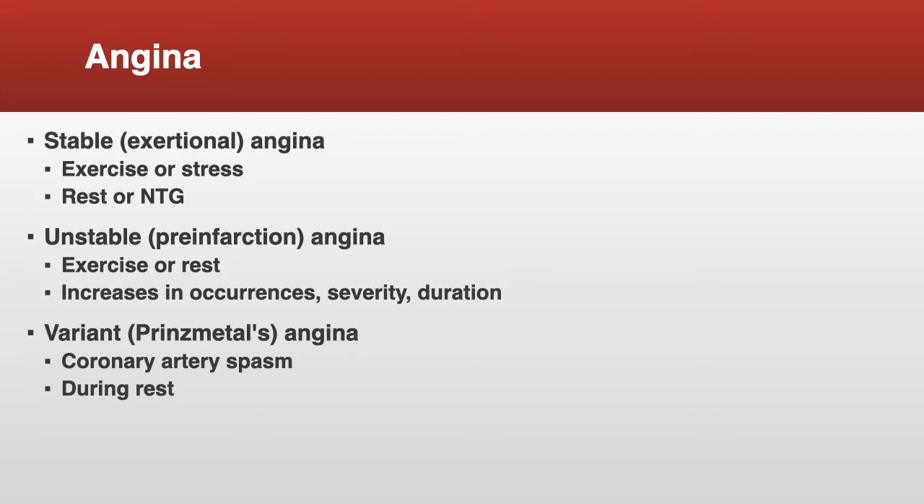Your unstable angina can occur during exercise or rest. So you could be sitting there watching TV and have an episode of unstable angina. With this angina, however, it has an increase in occurrence. So you may have one every day, or you may have two episodes of unstable angina every day, or you may have one a week. But the frequency varies, but it increases in occurrences. The severity of it also increases. So instead of it being a 5 today, it may be a 10 next time. So the pain just gets worse over time.